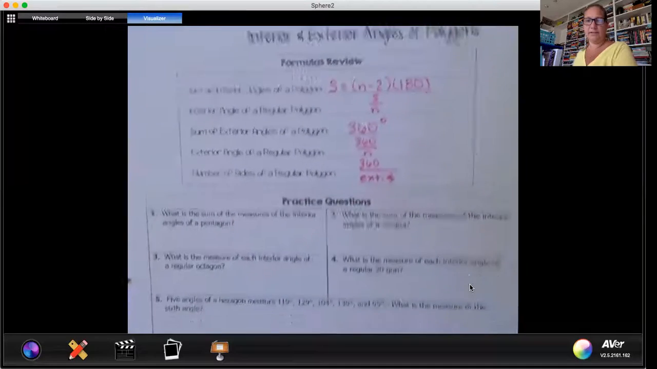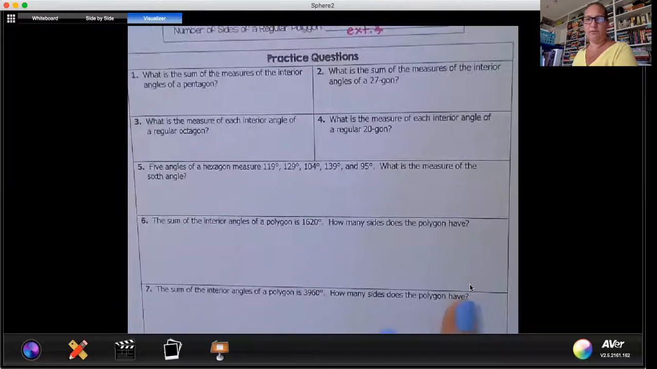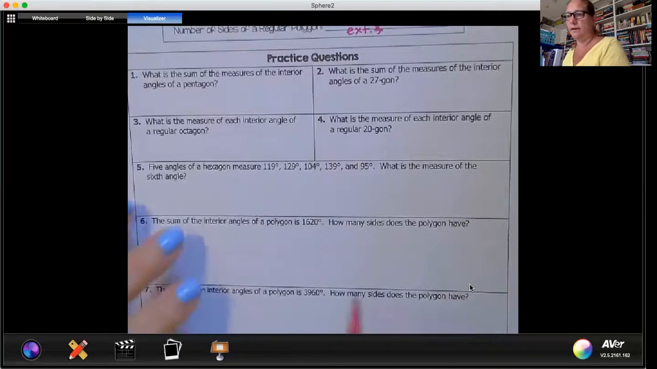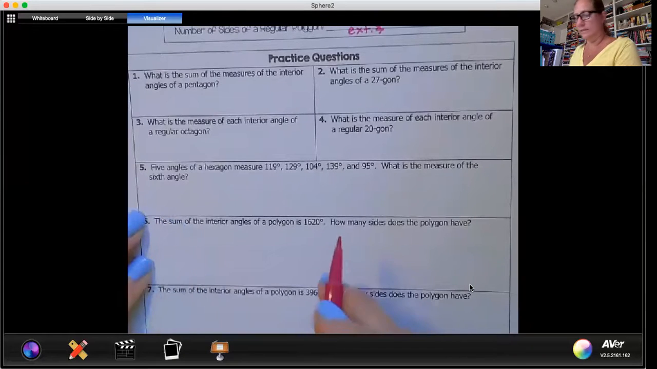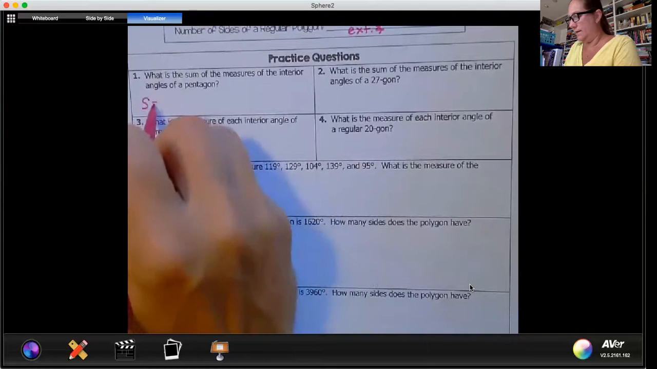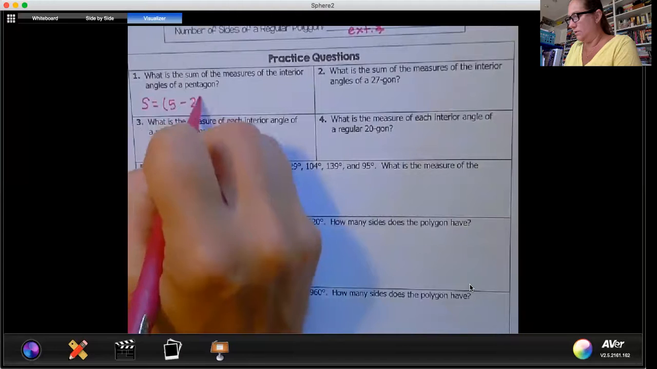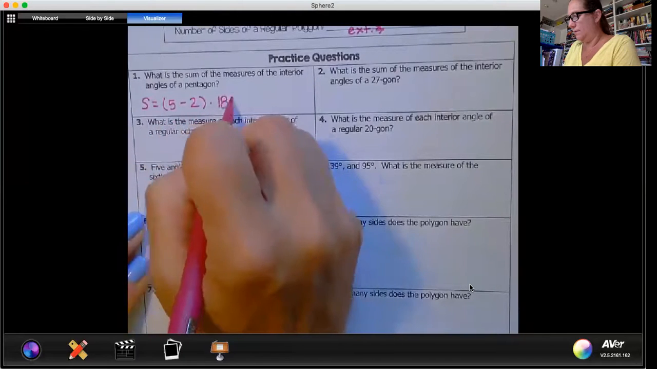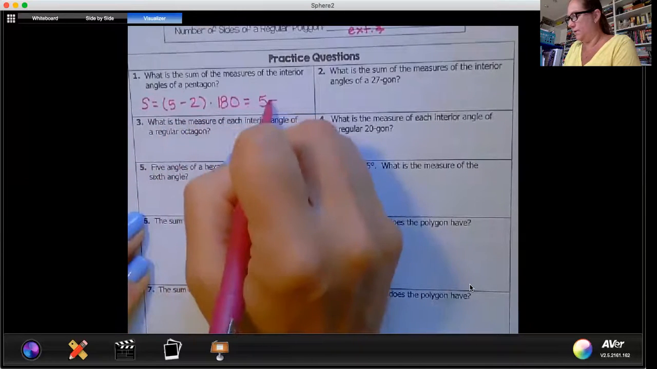So we have some practice questions here. We're going to do a few together, and then I'm going to pause the video, let you work, and then come back. So what is the sum of the measures of the interior angles of a pentagon? S equals (5 minus 2) times 180, which is 540.